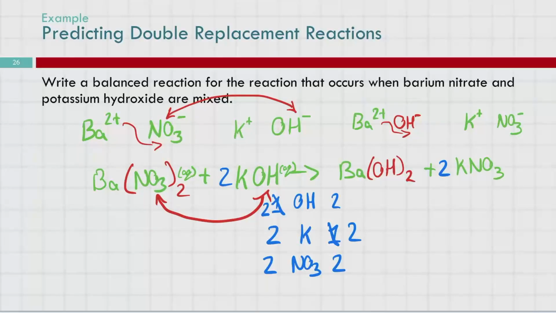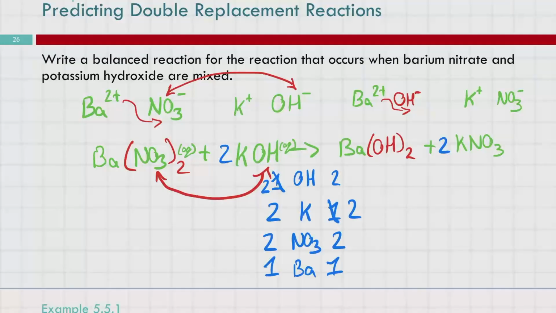Usually, for double replacement reactions, this means we're done, but we do want to make sure that we are actually done, so let's check barium. Ba, we've got 1 on the left, and we've got 1 on the right, so we are nice and balanced. Questions?